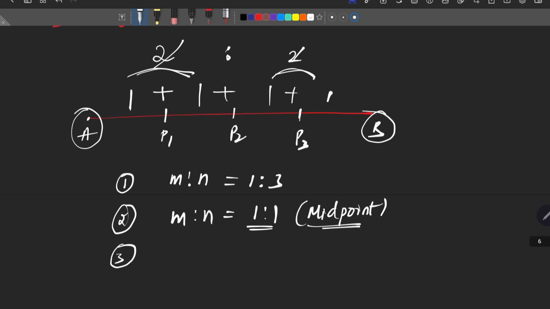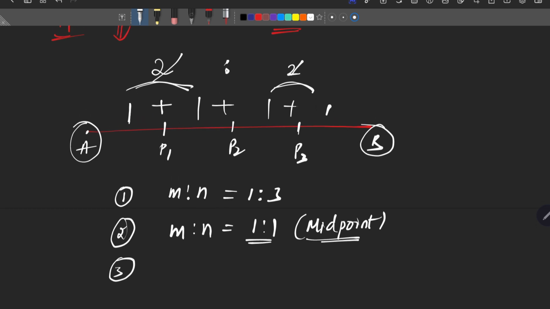For the third case, take these 3 parts, 1 plus 1 plus 1, so I take m is to n in case 3 as 3 is to 1. By applying these 3 different cases, where m is to n is 1 is to 3, 1 is to 1, and 3 is to 1, we will get 3 different points, P1, P2, P3 locations.